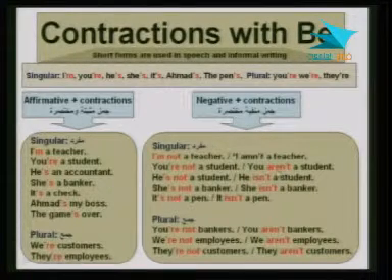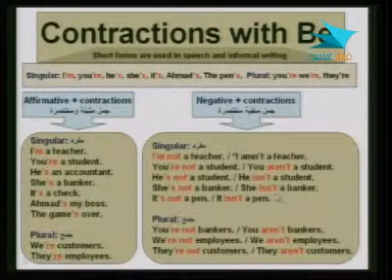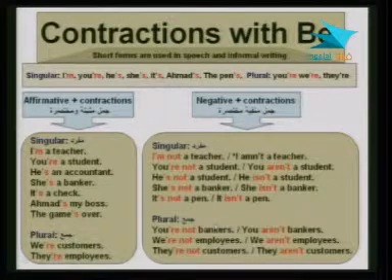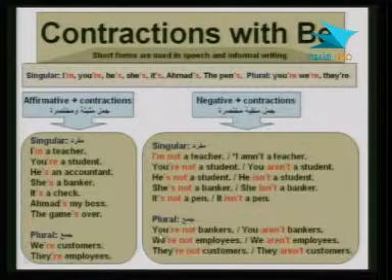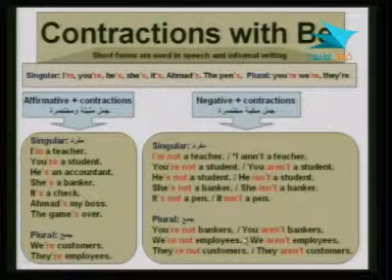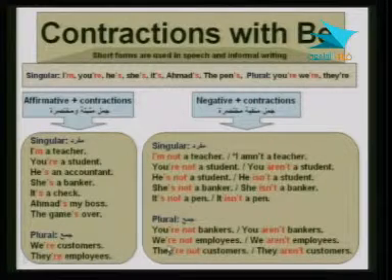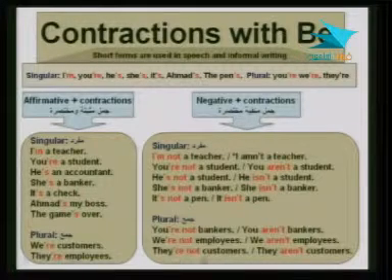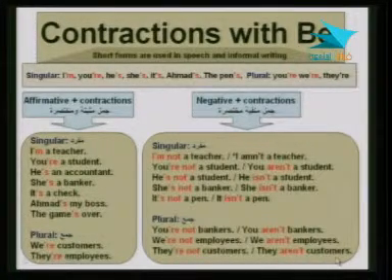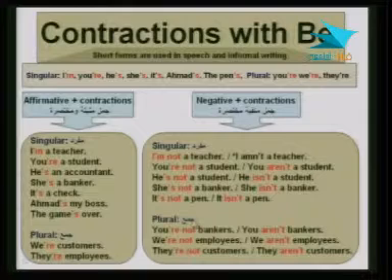So you aren't a student. He isn't a student. She isn't a banker. It isn't a pen. These are singular sentences. Plural: you're not bankers. And again, this is you for two people or more. You aren't bankers. We're not employees. We aren't employees. They're not customers. They aren't customers. So these are different ways we can use these kinds of contractions.